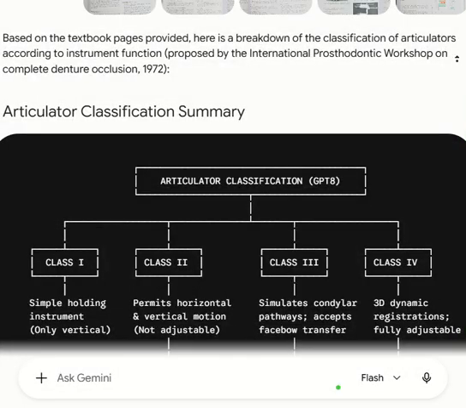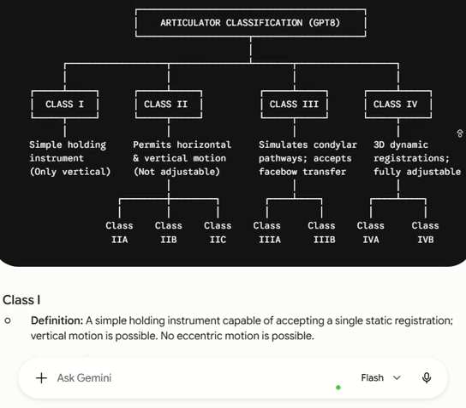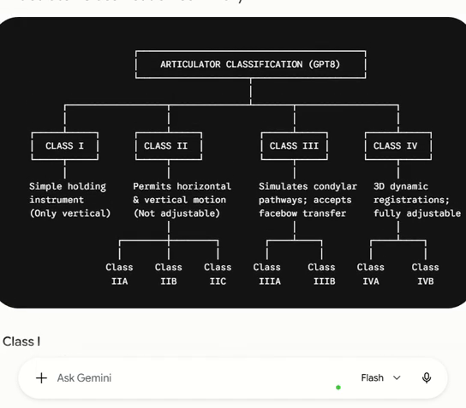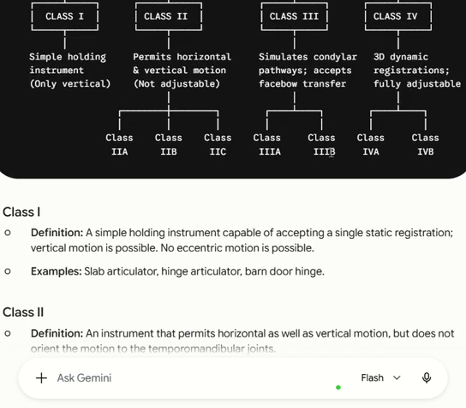Based on the textbook pages provided, here is a breakdown of the classification of articulators according to instrument function, proposed by the International Prosthodontic Workshop on Complete Denture Occlusion, 1972, Articulator Classification Summary. Class 1. Definition: a simple holding instrument capable of accepting a single static registration. Vertical motion is possible. No eccentric motion is possible. Examples: slab articulator, hinge articulator, barn door hinge.